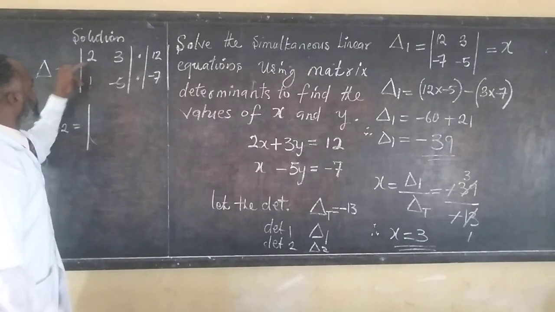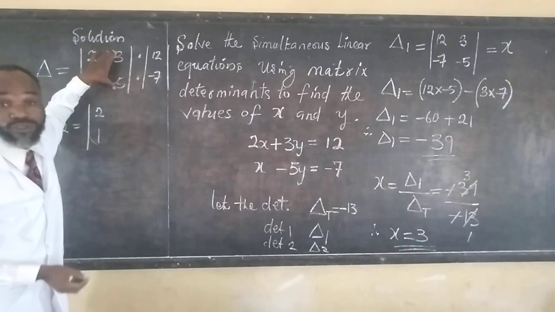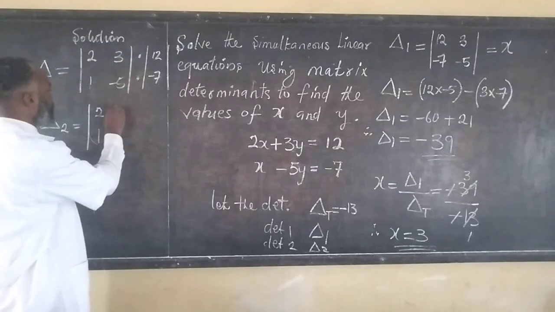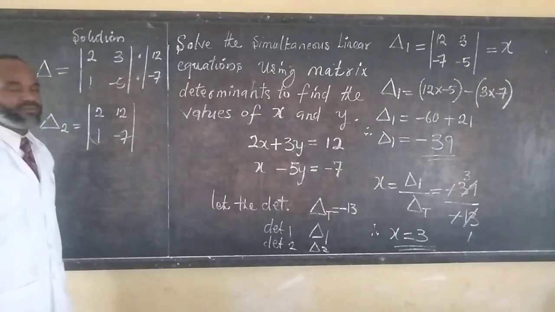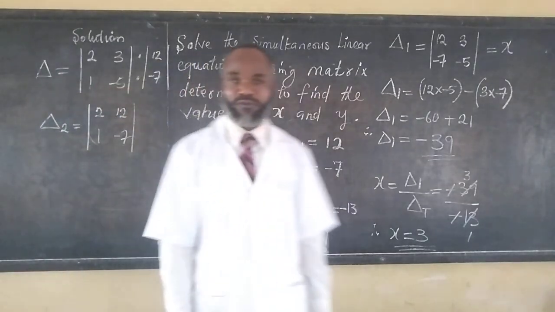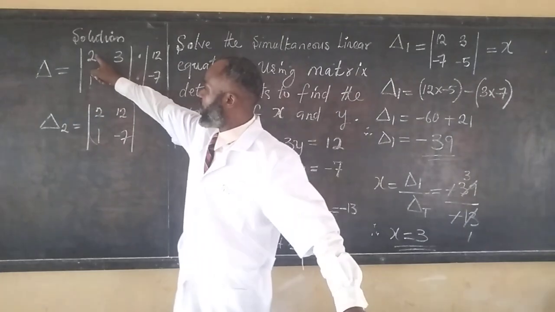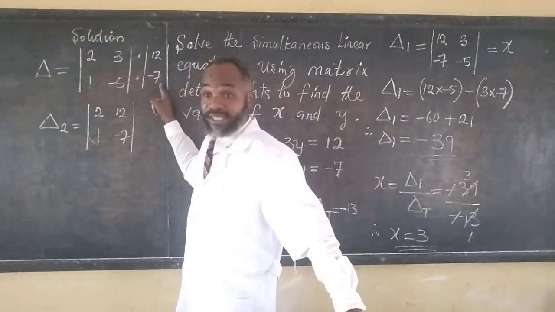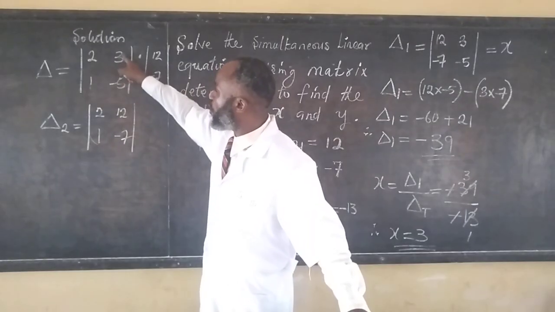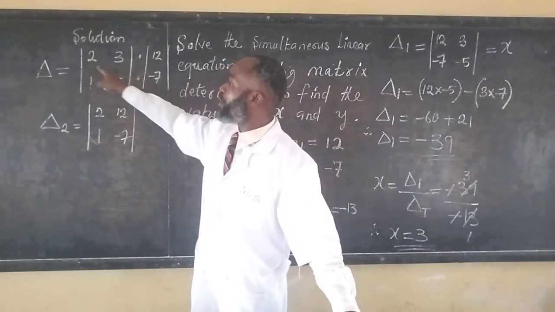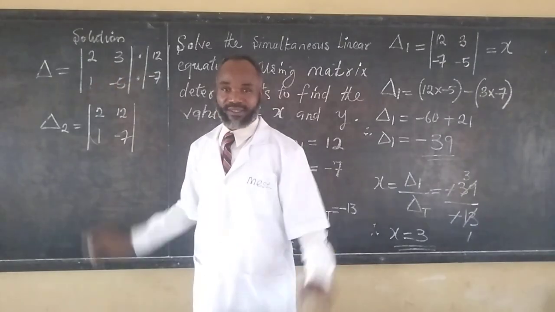So what do we do? We now return 2 and 1 and replace column 2 using the constants, which is 12 and minus 7. Alright? That's it. Look at it very well. The first time we replaced the first column with the constants, but this time around we are replacing the second column with the constants while we retain the first column as it is.